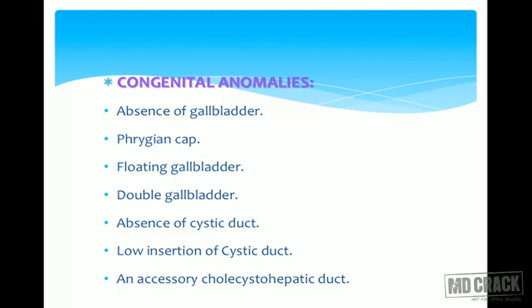Sometimes the cystic duct can be inserted very low on the common hepatic duct when it runs very much parallel to the common hepatic duct. There can be an accessory cholecystohepatic duct. This has significance in a sense. During cholecystectomy, if you forget to identify this duct, then this can lead to bile leak in spite of doing a good cholecystectomy. So this duct should be looked for during dissection of Calot's triangle, or after dissection of Calot's triangle, when you take off the gallbladder from the hepatic bed, this duct should be looked for.